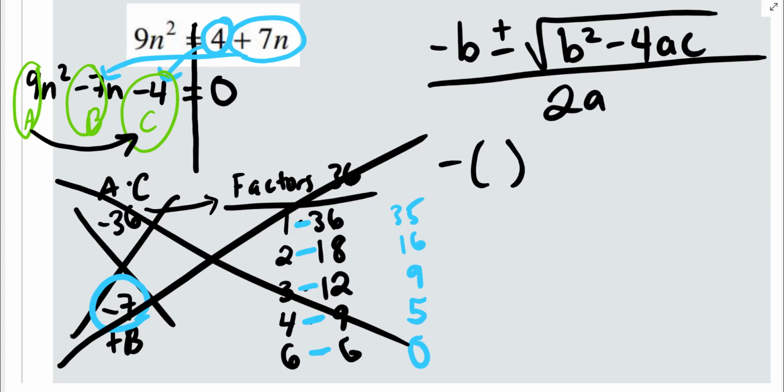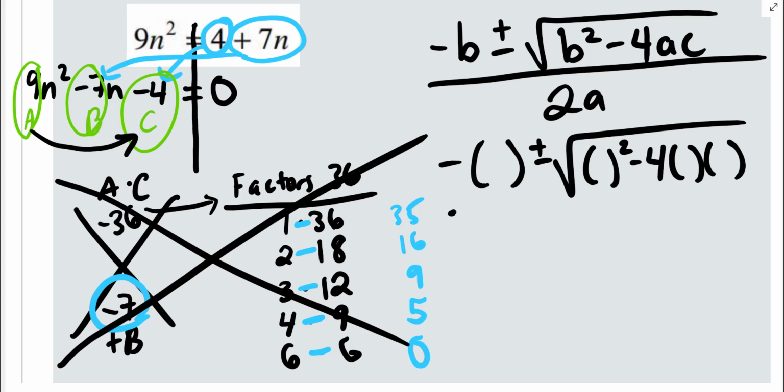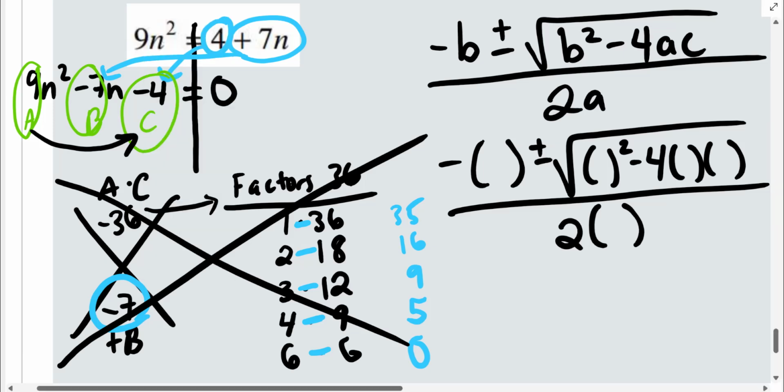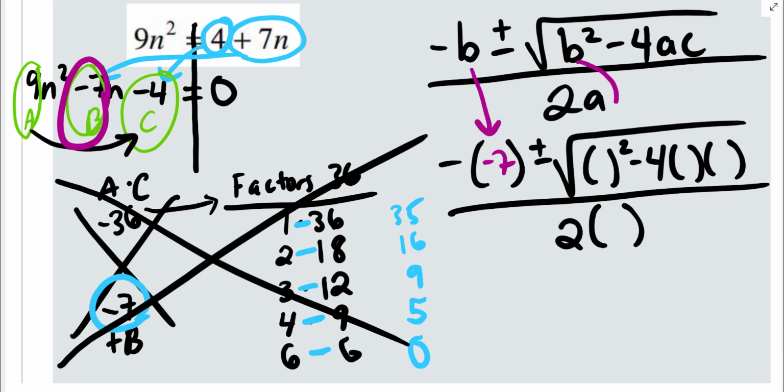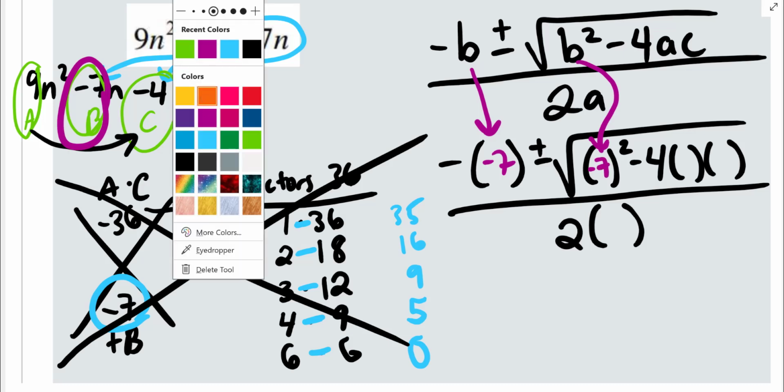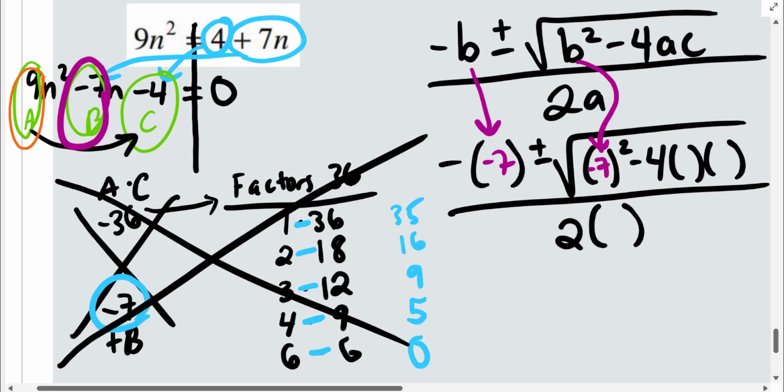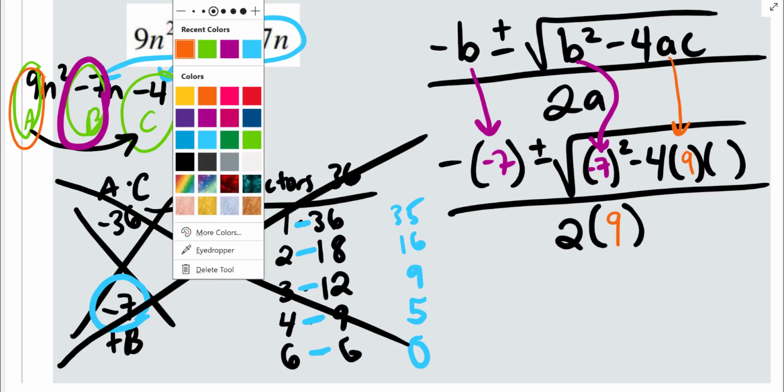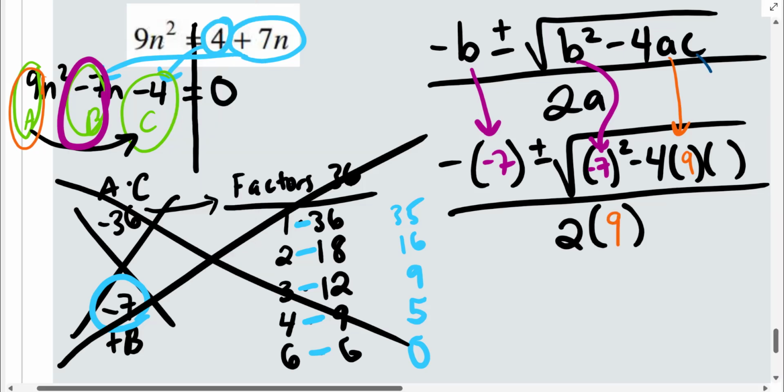So anytime there's a variable, I'm going to put parentheses. And then now I'm going to substitute. So first we have b, which is -7. And then we have a, which is 9. And then lastly, we have c, which is -4.